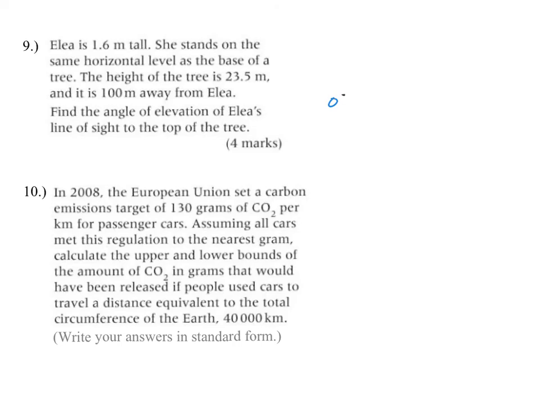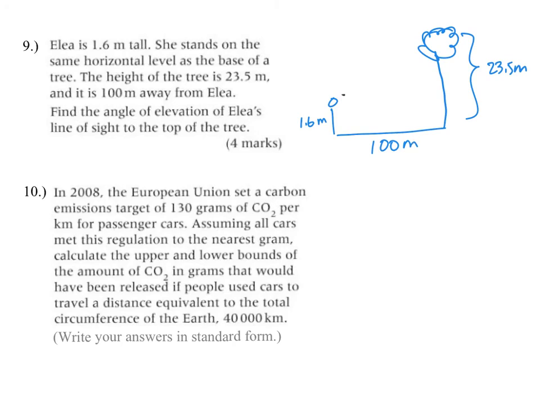So here is Aaliyah, who is 1.6 meters tall, okay? And she stands on the same horizontal level as the base of a tree. So here's our tree. Okay, pretty sad tree. Okay, and then it says the height of the tree is 23.5 meters. So that's the entire height of the tree. So this whole height of the tree is 23.5 meters, okay? And then it says she is standing 100 meters away from the tree.